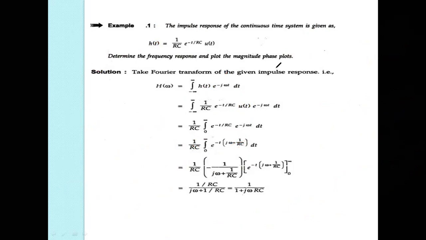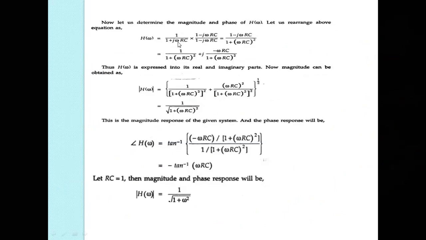Okay, my dear students. See here, 1 by (1 plus jωRC) into (1 minus j), (1 minus j). Simplify this equation. The magnitude we got is 1 by the square root of (1 plus ωRC) whole square, and the angle is minus tan inverse ωRC. Let RC be equal to 1, and see what the magnitude and phase responses will be.